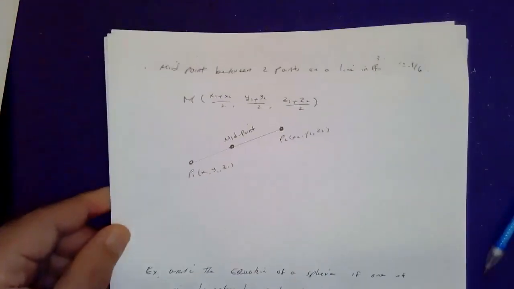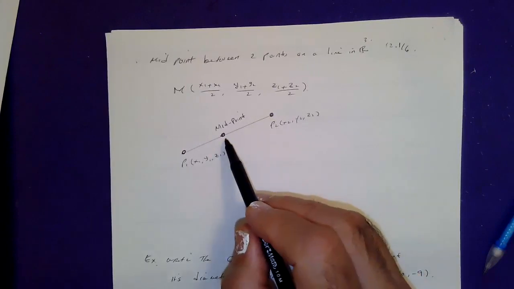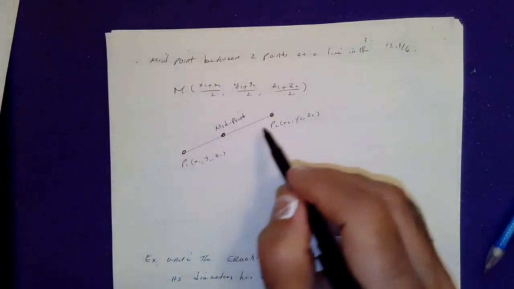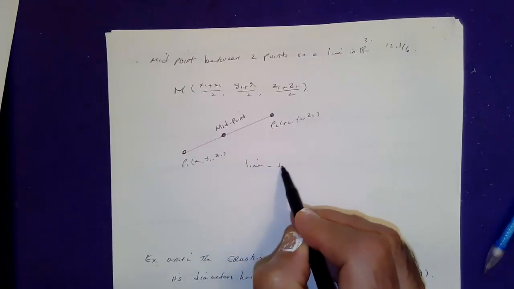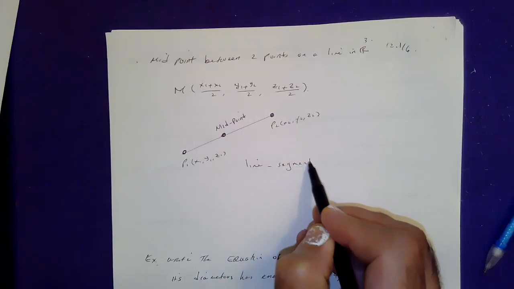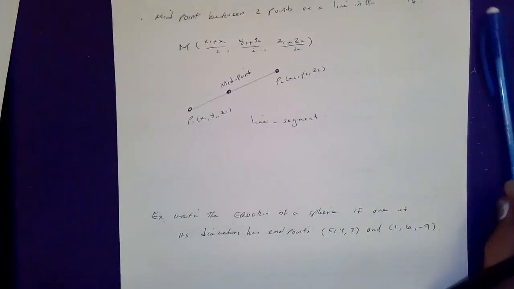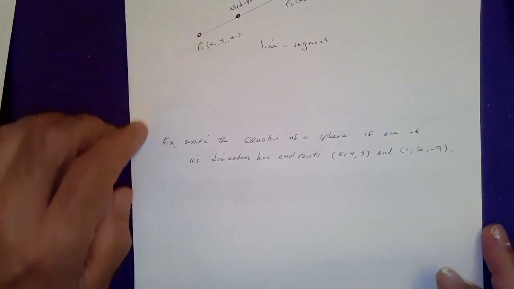Finally, we've got the midpoint formula, which is the average of the x, y, and z components of the endpoints of a line segment. So this would be a line segment. If you find the average of the x, y, and z components, that gives you the midpoint of a line segment.